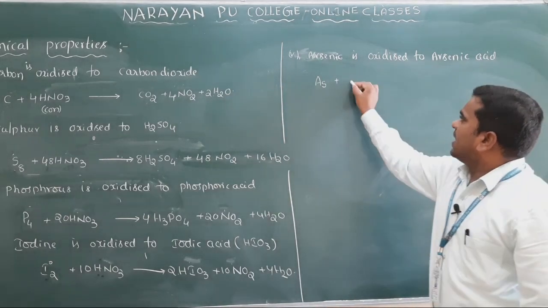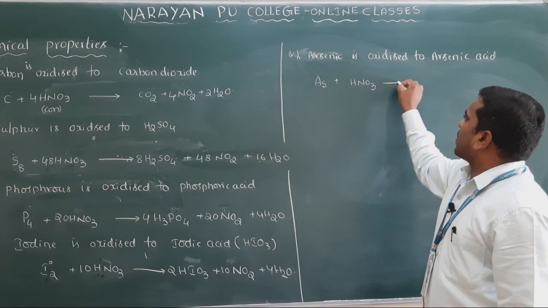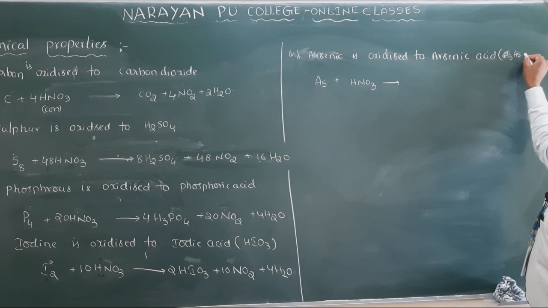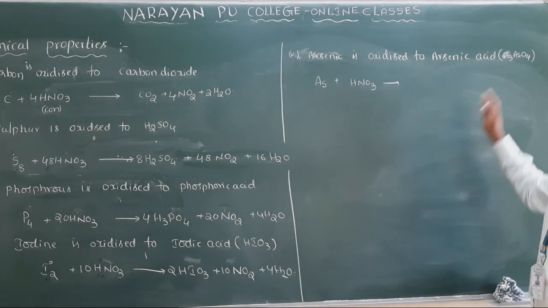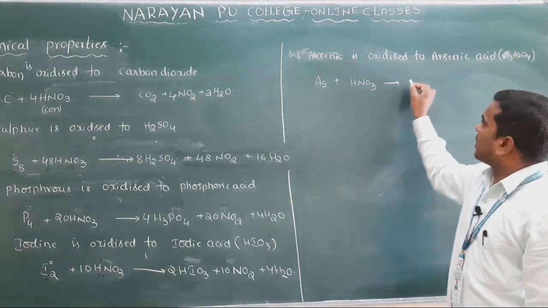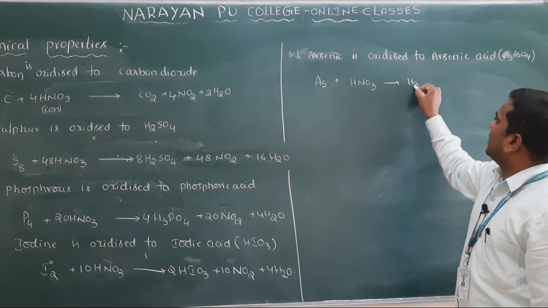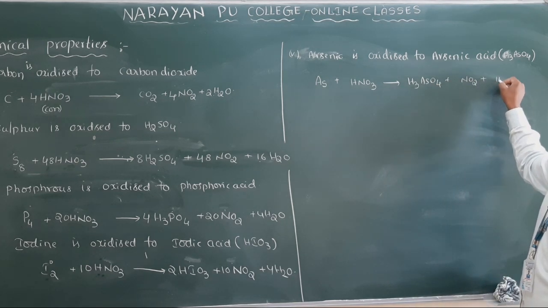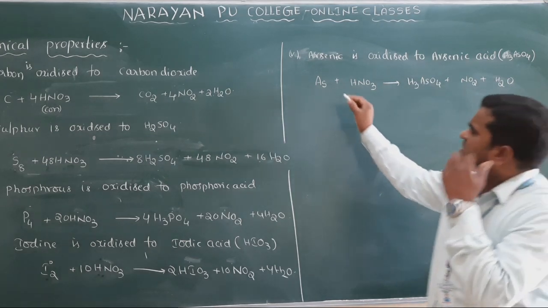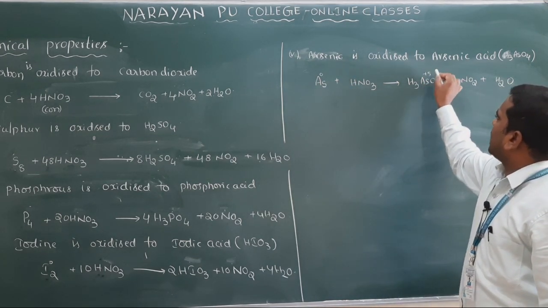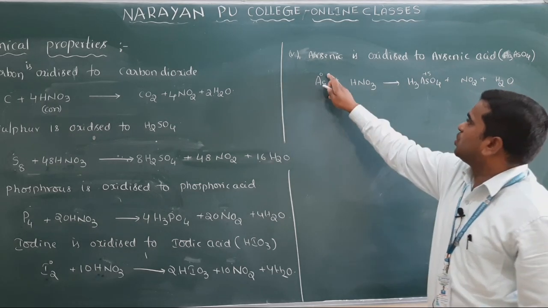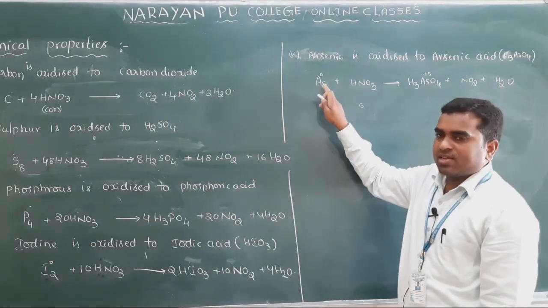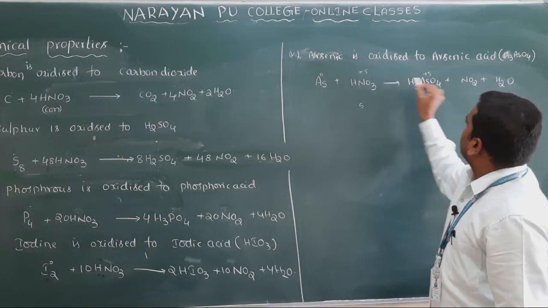Clear? So here HNO3 and what is the product here? Arsenic acid. What is the arsenic acid formula? H3AsO4, like H3PO4 is there, H3AsO4. So HNO3 is converted into H3AsO4 plus, as usual, NO2 plus H2O. See here, what is the oxidation state? 0 and here plus 5. From As, yes, 0 to 5. How many units increased here? 5 units increased, because here only 1 atom is there. So 5 units.